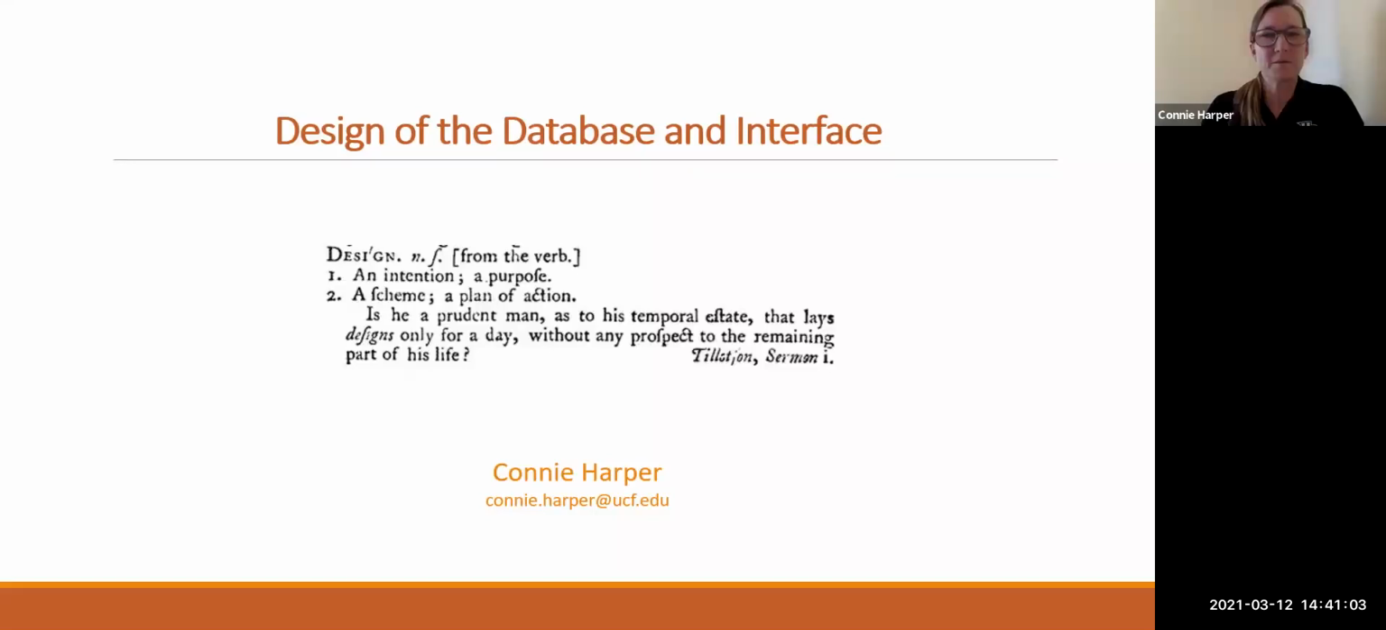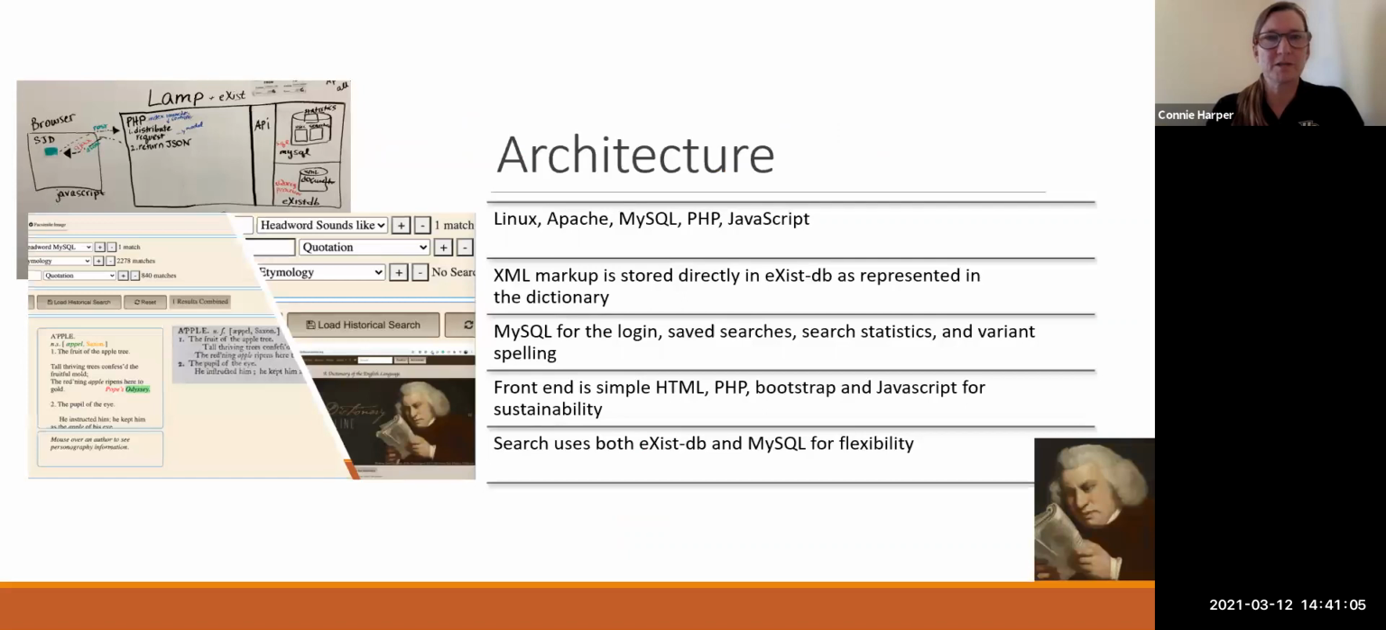Okay, so I'm Connie Harper. I'm the software developer for the project. So now that we've got XML tagging and image capture worked out, we need to design the website. Our key architecture goals were to create a sustainable architecture with robust technologies. And we also needed an architecture that would enable us to create a powerful and flexible search engine. So we chose technologies that are tried and true.